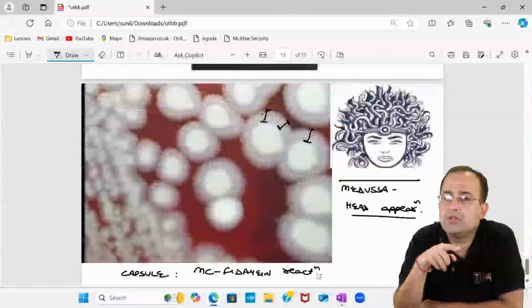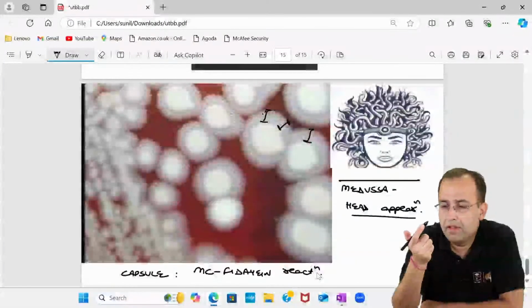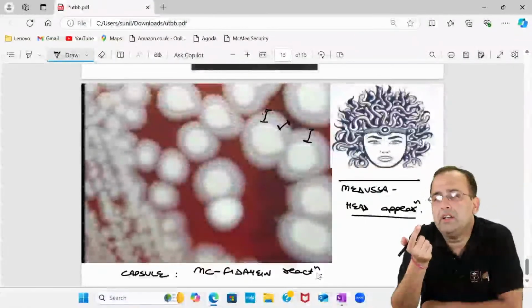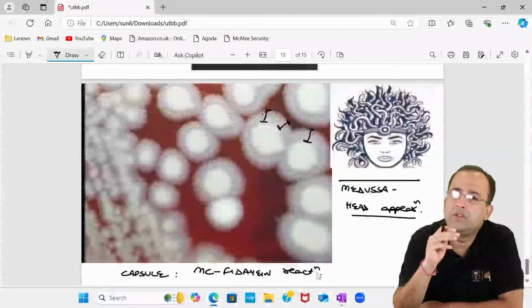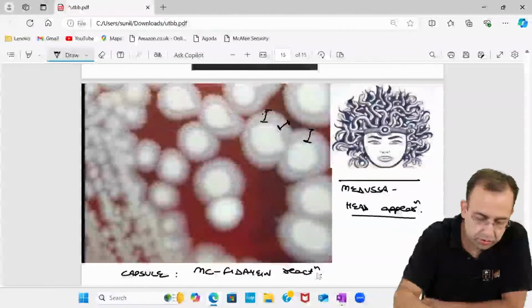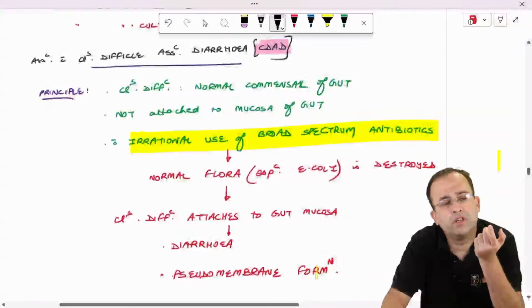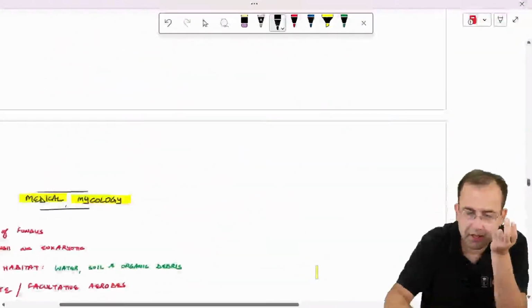Which stains do we use for demonstration of capsule for organisms? India ink stain, India ink or nigrosin staining. That is for the demonstration of capsule. First class. So this was about anthrax. So we are done with Clostridium species, anthrax.